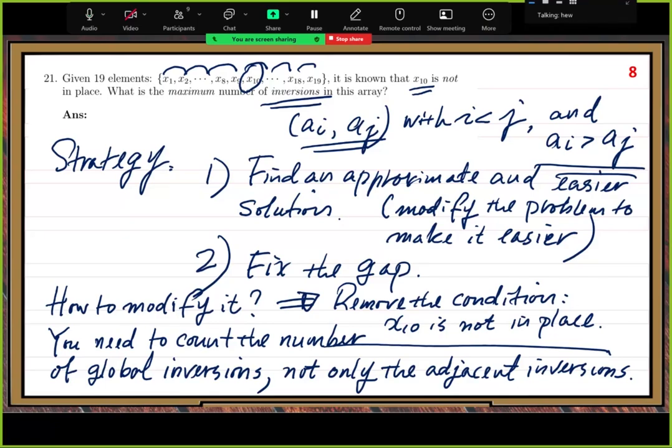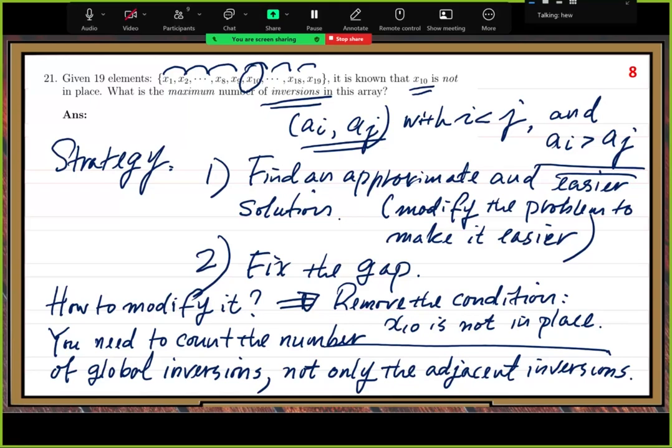With 19 elements, when you count the number of adjacent inversions, you get 18. Yeah, 18 adjacent pairs. So 18 possible inversions. But count global, okay? Not adjacent. Two elements could be far away, any two locations.